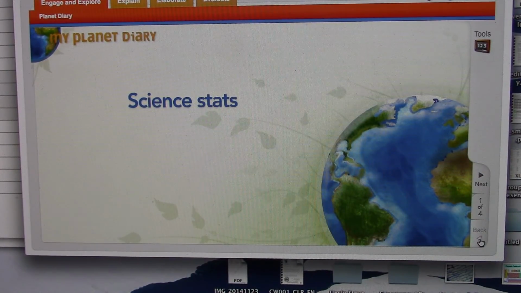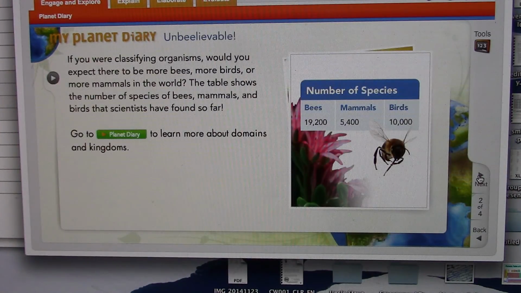Today we are going to be talking about, well, on Tuesday we learned about taxonomy, how scientists sort living things into their own categories to make them easier to study. Today we are going to talk about the two largest of those categories, the domains and the kingdoms. Domains being the biggest, and there are 3 domains. Kingdoms being slightly smaller, and there are 4 of them. So, let's get started with some science stats.